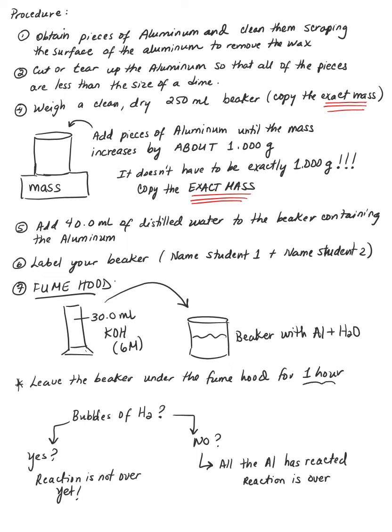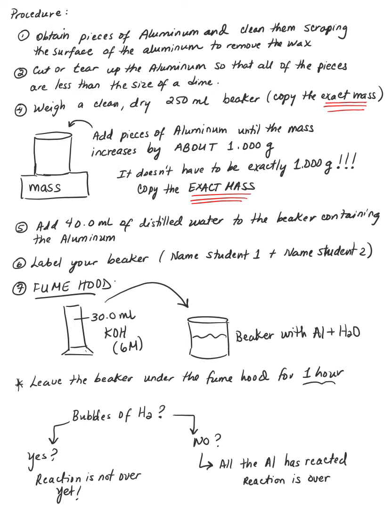So you have the mass of your empty beaker, copy all of the numbers, and now you're adding aluminum until that number increases by about 1. You're going to copy the exact mass that you have after adding the aluminum. So you have your two numbers: the empty beaker, and the beaker with the aluminum. Now you're going to go back to your bench and add 40 milliliters of distilled water to the beaker with the aluminum. Measure those 40 milliliters using a graduated cylinder, not with the beaker, and then transfer that into the beaker with the aluminum.